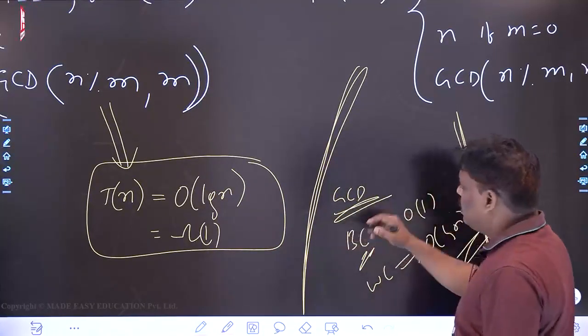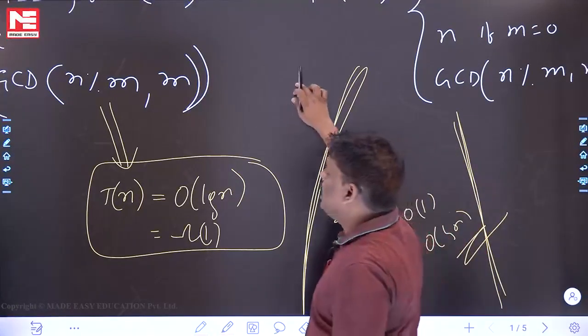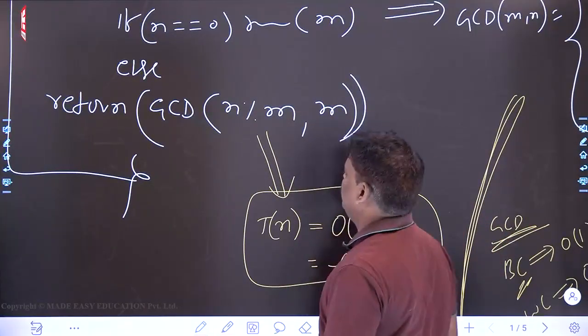Both are correct. These are normal English words, the English language you have written. This is the asymptotic language you are using. This is the English language. This is asymptotic notation. Right? Fine.